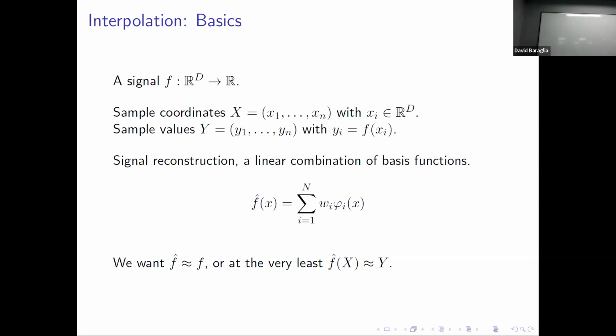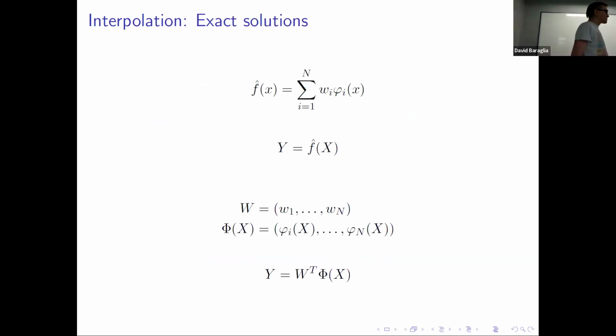Our coefficients, w i, well, Shannon interpolation gives one way to know what those are, but we can solve it more generally to work out what those coefficients should be. Our aim is for our reconstruction f hat to be as close to the original signal f as possible. We only really have access to the sample data though, so at the very least we want our reconstruction to go through those sample points.